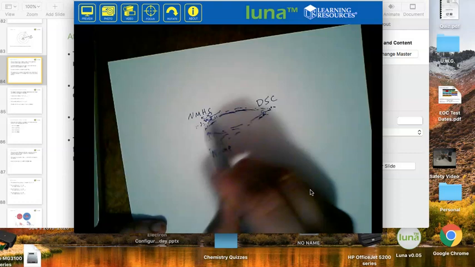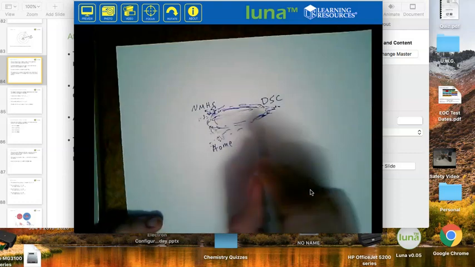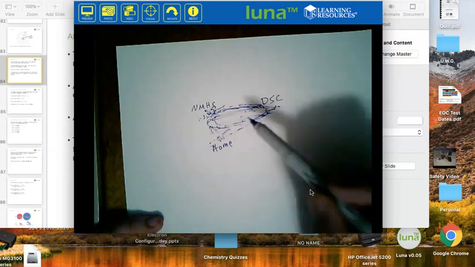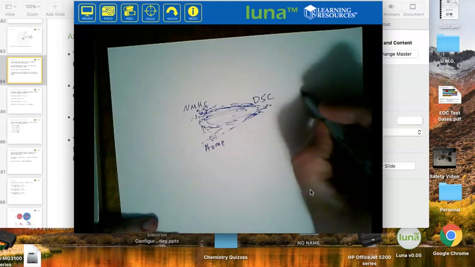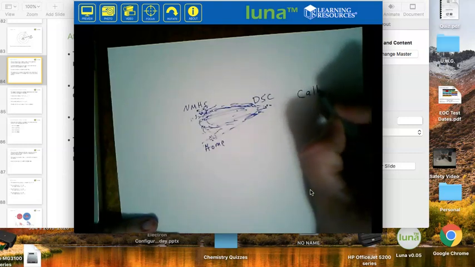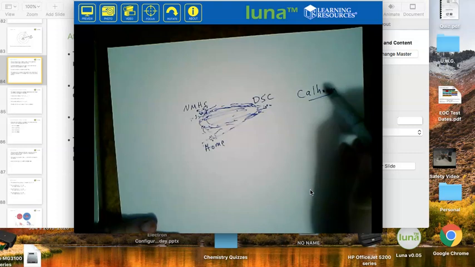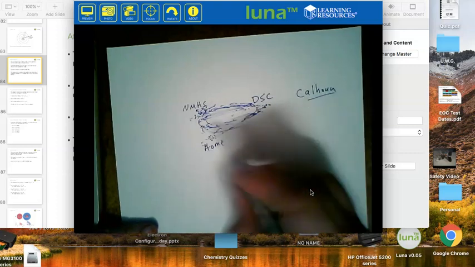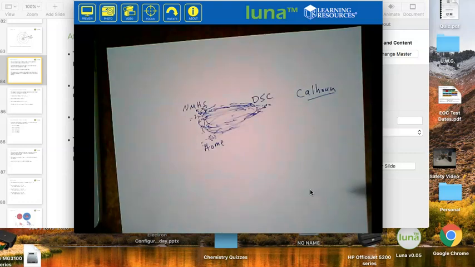So the probability of finding me in this region here is very high. The probability of finding me in Calhoun, very small, okay? I'm going to be somewhere in this area. This is my orbital for the week, all right?